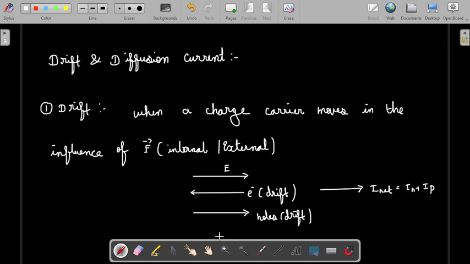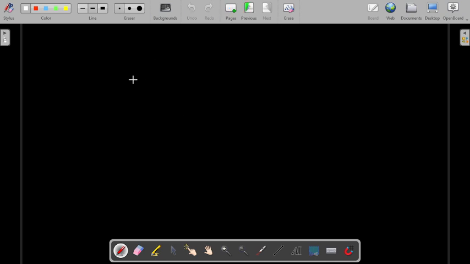Now let's get deeper into the drift current and how the drift current density is defined. Let's take an N-type material. There is drift due to the electric field. What is the formula for that, which we already went through? It is n q mu_n E A. This is the formula, and the unit will be ampere.